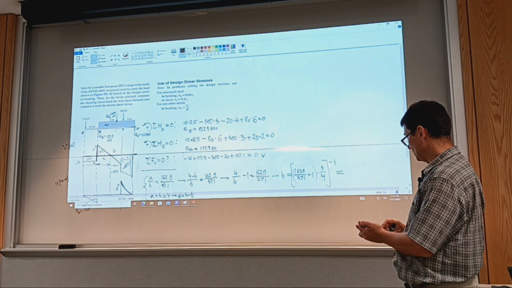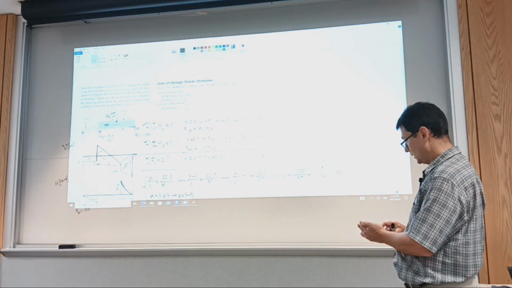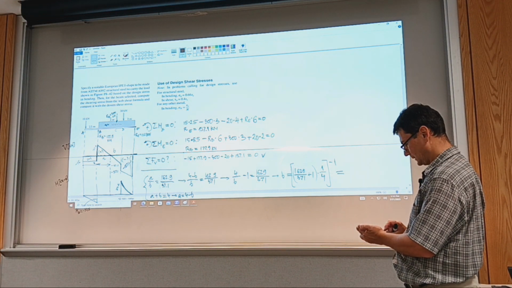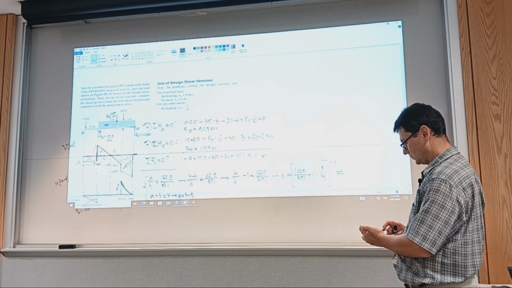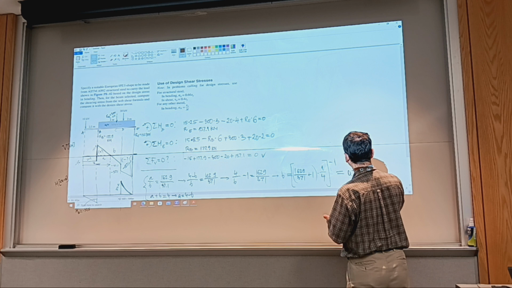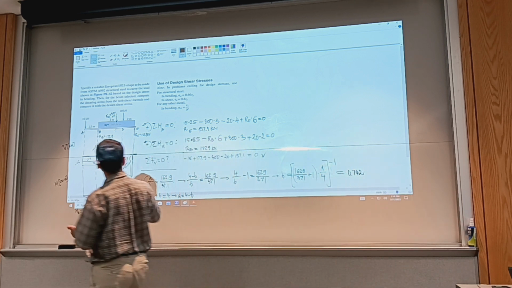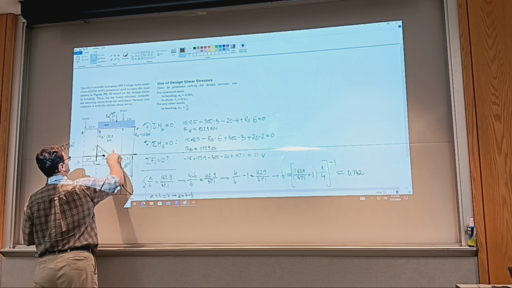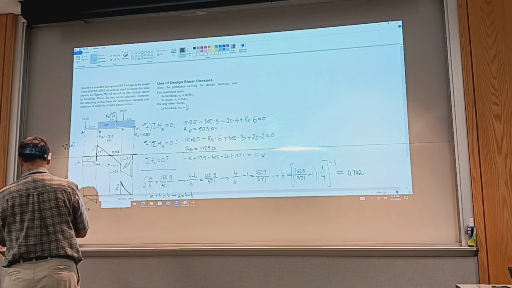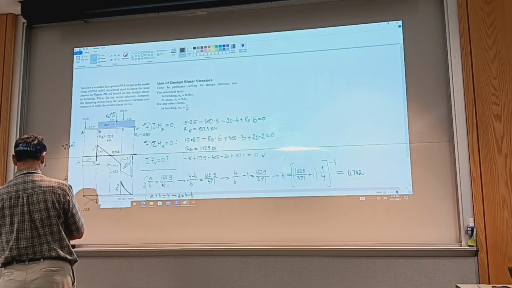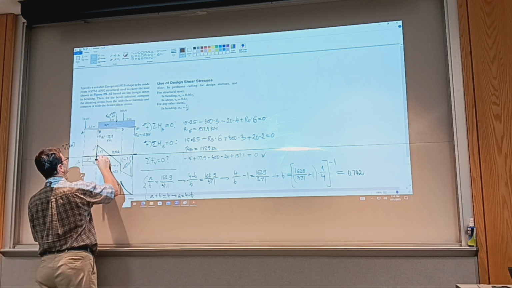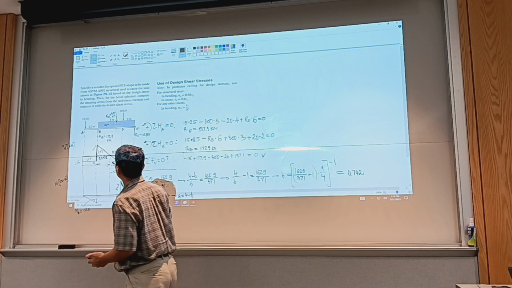So 162.9 over 37.1, plus 1, divided by 4, and take the inverse. It's 0.742 meters, and that was B. So this is 0.742 meters. This is a little bigger, I mean, it will be bigger. So 4 minus 0.742, I have 3.258 meters.